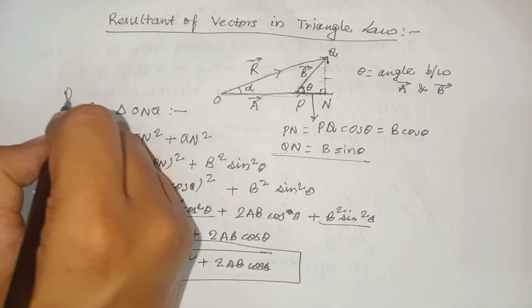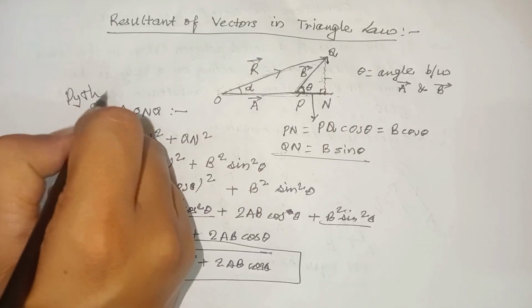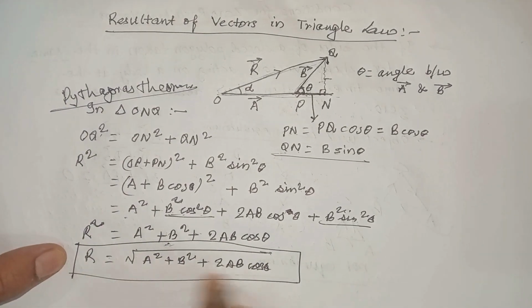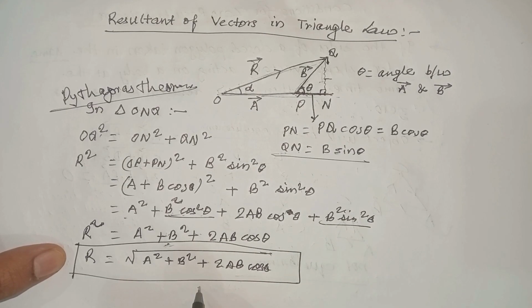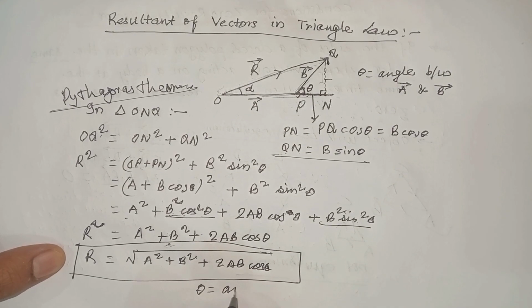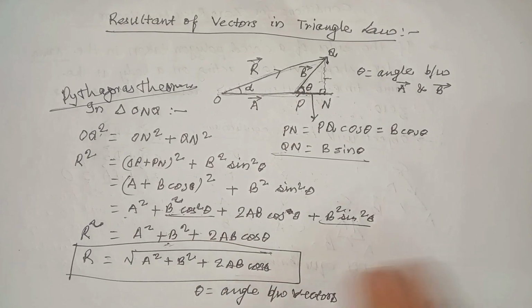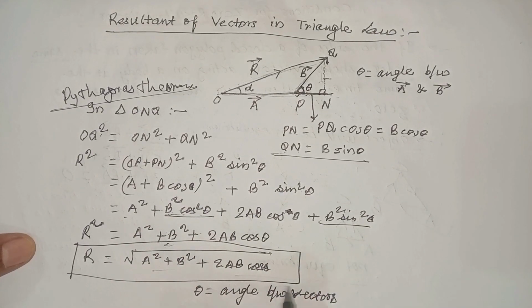By the Pythagoras theorem in this triangle, we get the resultant vector as this, where theta is the angle between the vectors. If the angle between the vectors is given, then we simply find the resultant using this formula.